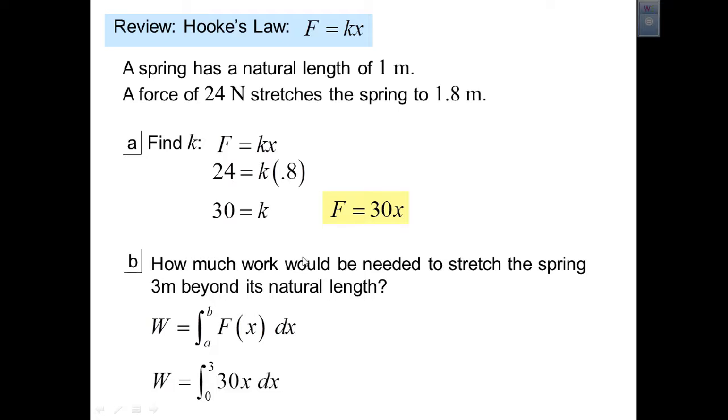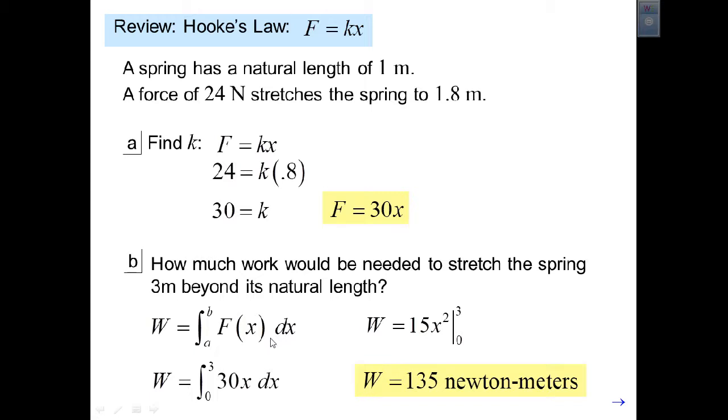So we put everything in. We're integrating this thing. We're stretching the spring to 3 meters from 0. Our force is 30x, and dx, of course, is how much we're stretching at each little individual time, some small, small change in x. When we integrate that, we end up with 15x squared, evaluated from 0 to 3. When we plug that in, we end up with 135 newton meters. Now remember, a newton meter is a joule, so you can express it that way, but be careful, it has to be exactly newton meters. If it's newton centimeters, that is not a joule.